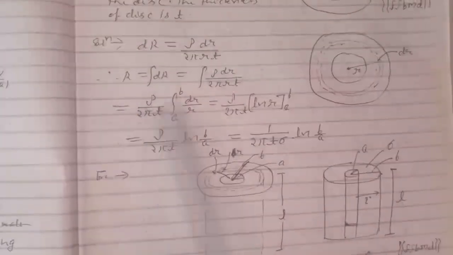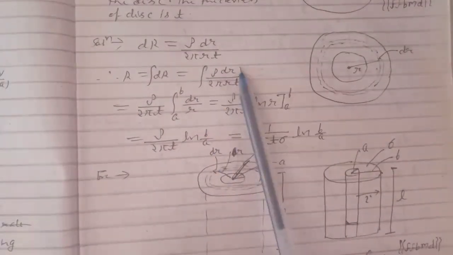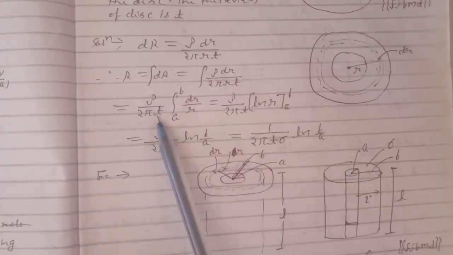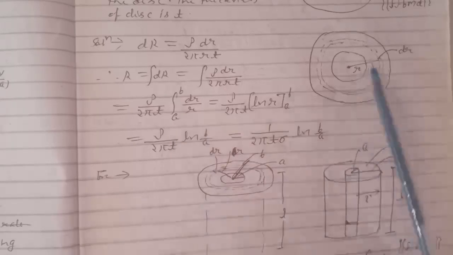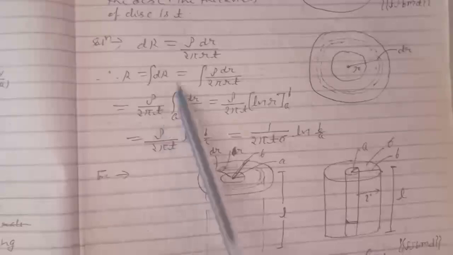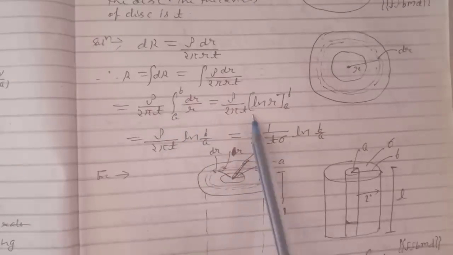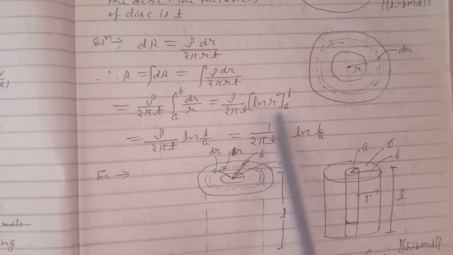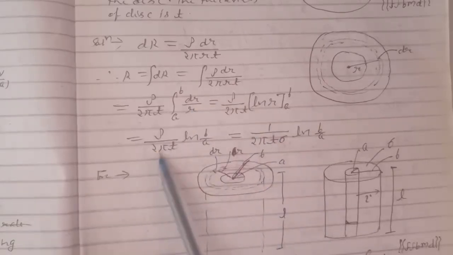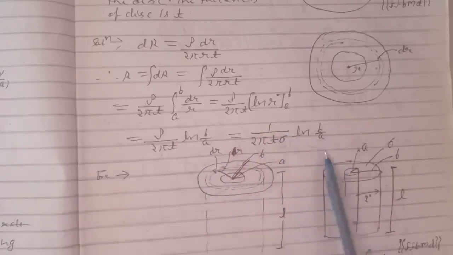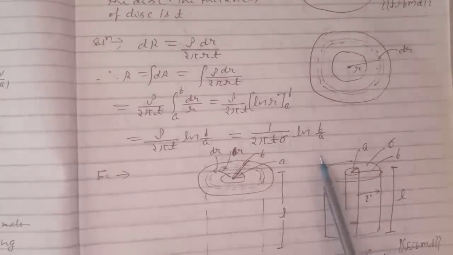Hence R equals integration of rho dr by 2 pi r t. Now rho by 2 pi t is common, and integration is from a to b of dr by r. Rho by 2 pi t, and the integration of dr by r is log r from a to b, or rho by 2 pi t log b by a, or 1 by 2 pi t sigma into log b by a will be the answer.